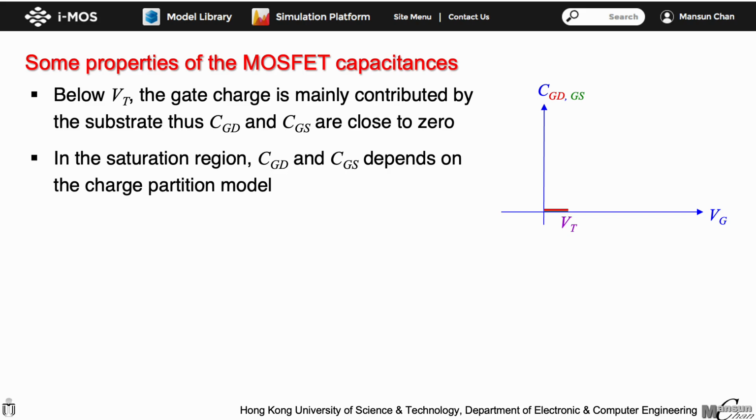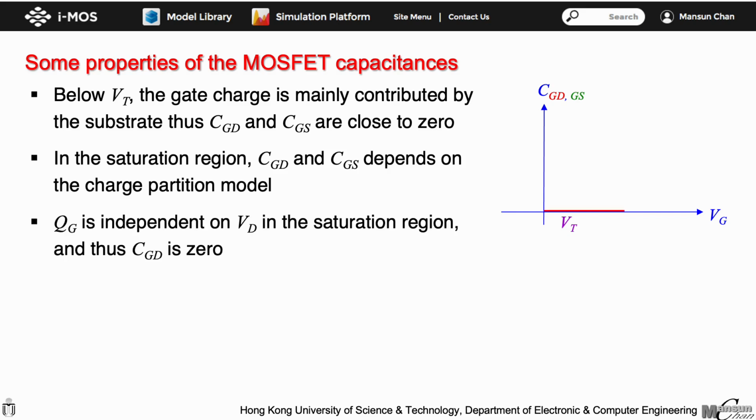After VG becomes larger than VT, the MOSFET enters the saturation region. CGD and CGS then depend on the charge partition model. If we refer to the charge equations given in the previous presentations, the gate charge is independent of the drain voltage after VD goes beyond VD set. Therefore, CGD will remain to be 0.